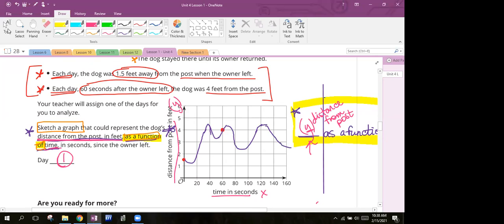All right, now I got to check. Does it pass the vertical line test? Yep, no 2 points at the same input. No 2 outputs at the same input. It passes my vertical line test. Now, is this the only way my graph can look for this? No, it doesn't have to be like this. You could have easily said the dog walked around the entire time like this.